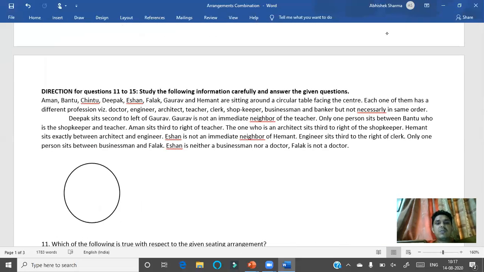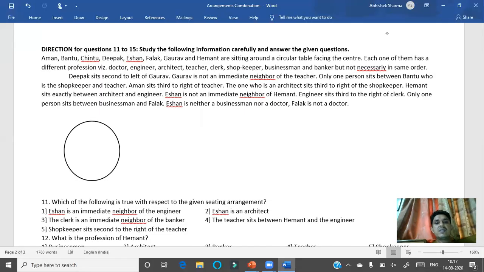The question is question 11 to 15. Study the following information carefully and answer the given questions. Aman, Bantu, Chintu, Deepak, Ishan, Falak, Gaurav, Hemant are sitting around a circular table facing the center. Each one of them has a different profession: doctor, engineer, architect, teacher, clerk, shopkeeper, businessman, and banker, but not necessarily in the same order. So first of all, we have 8 people. Just divide the circle into 8 equal parts like this.